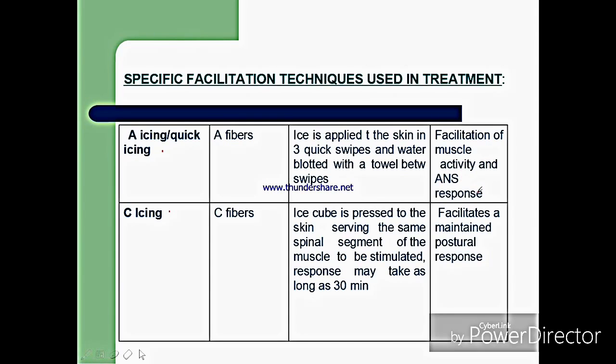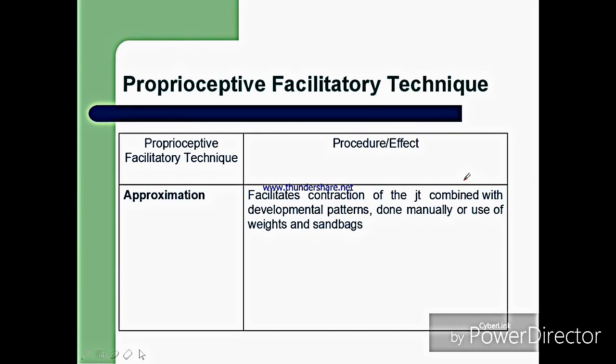A icing of the upper right quadrant of the abdomen, that is at the level T7 to T9, will result in stimulation of the diaphragm, and touching the lips with the mouth open will lead to closure of the mouth. There is a rebound effect to icing which occurs approximately 30 seconds after stimulation, in which the muscle so stimulated becomes temporarily inhibited.